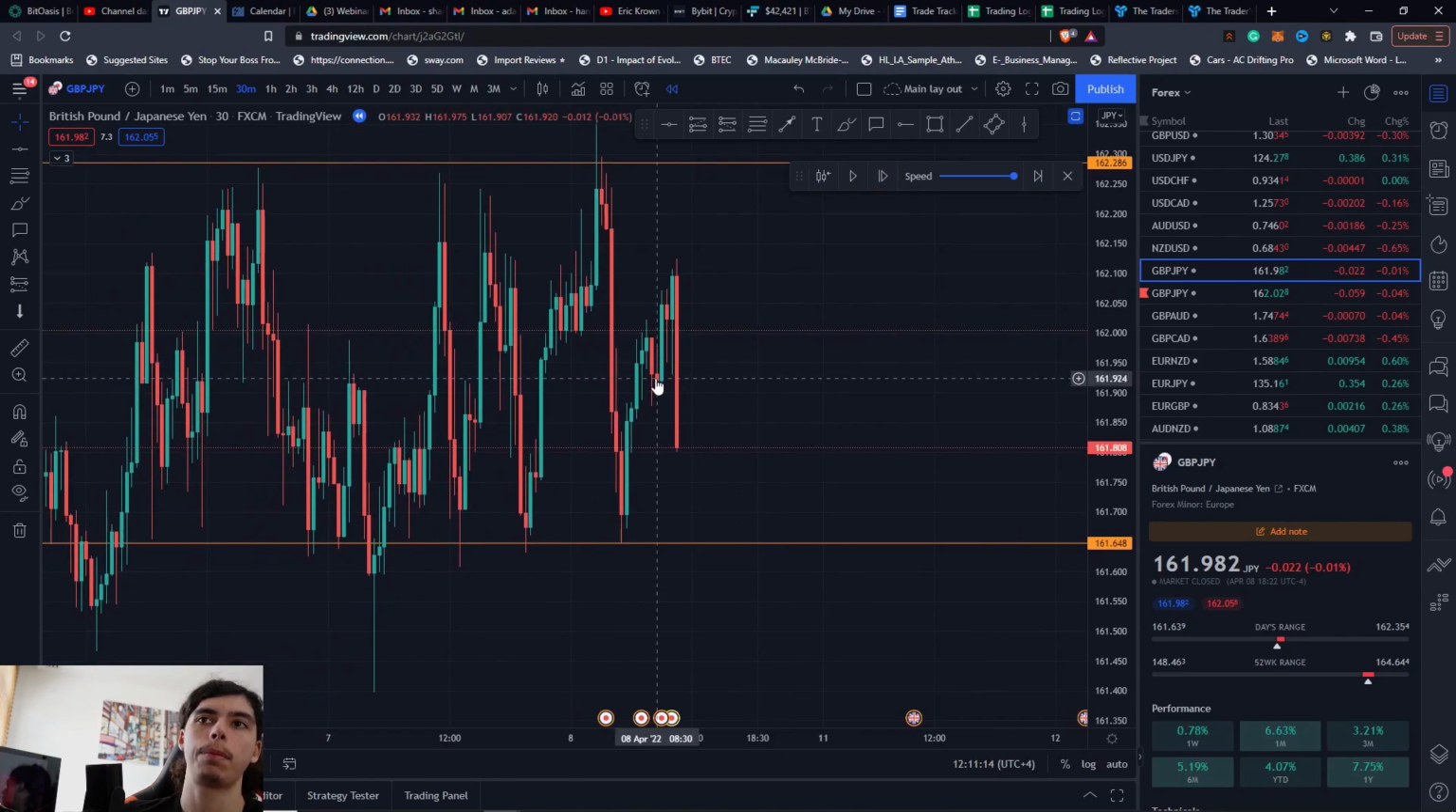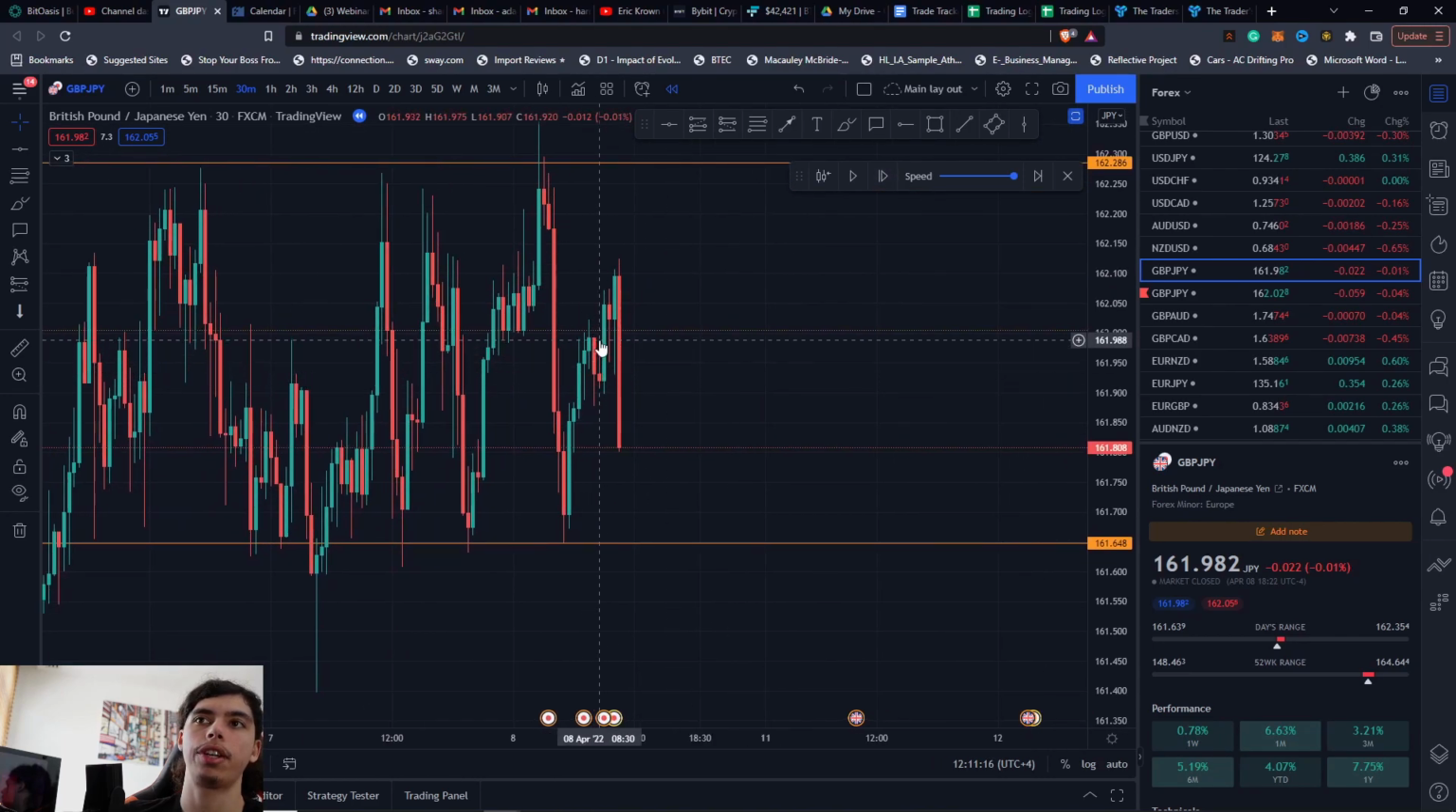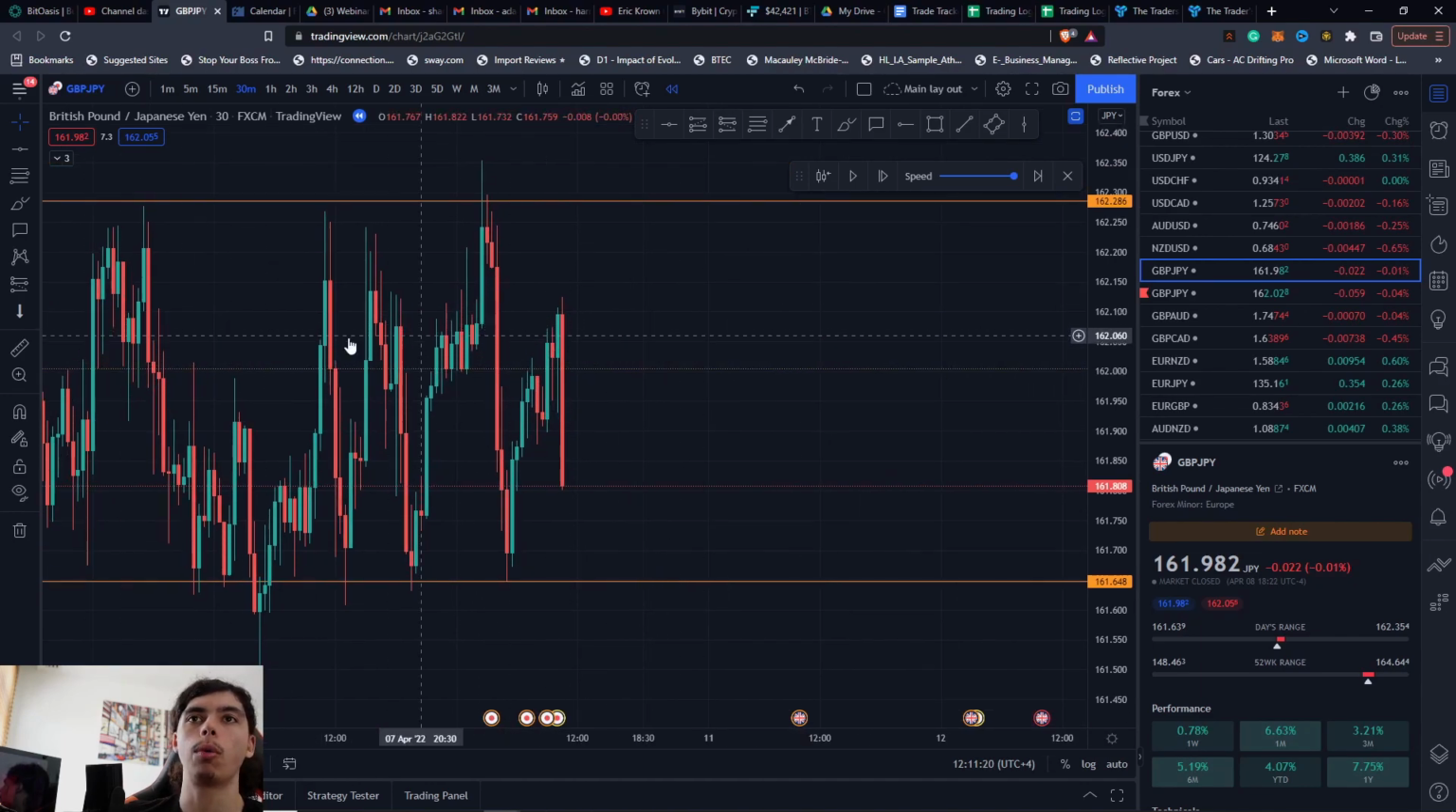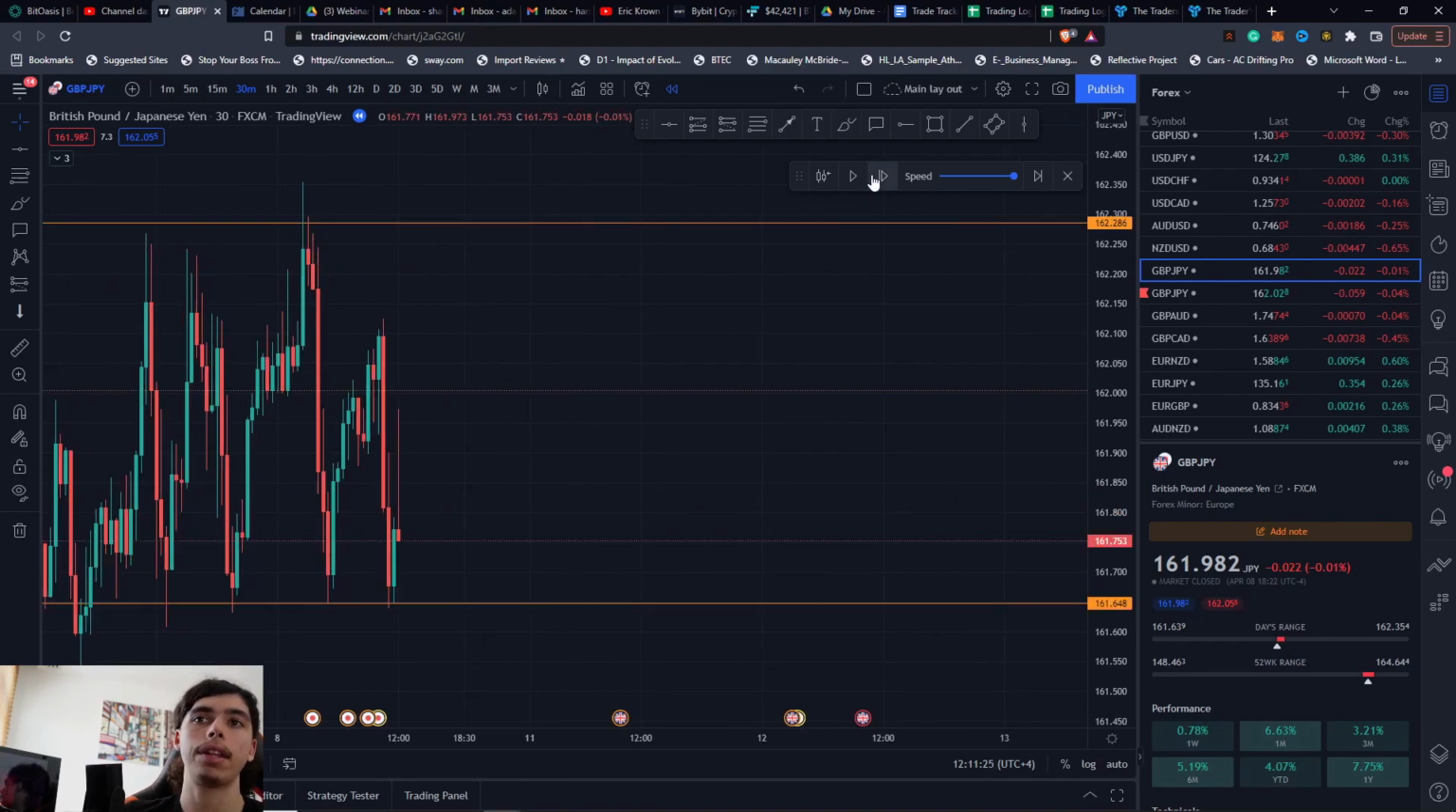Now, people will ask, why didn't you take the trade here? Remember, we're in the middle of the range here. Well, this is the middle. You don't want to play in the middle of the range. You only want to play at the top and the bottom. And that's basically how you play a range.